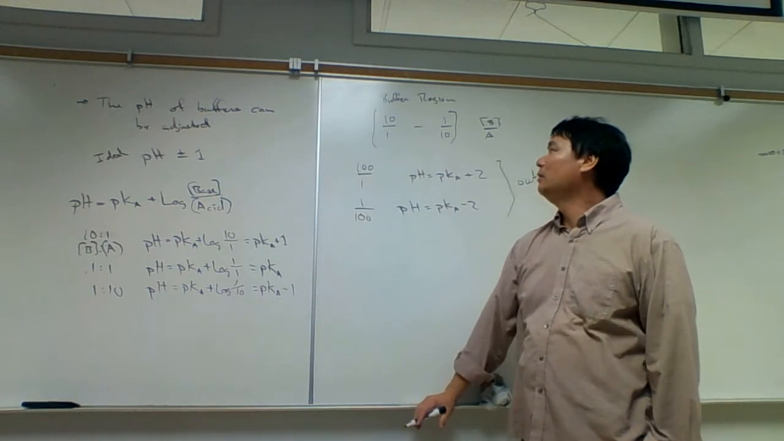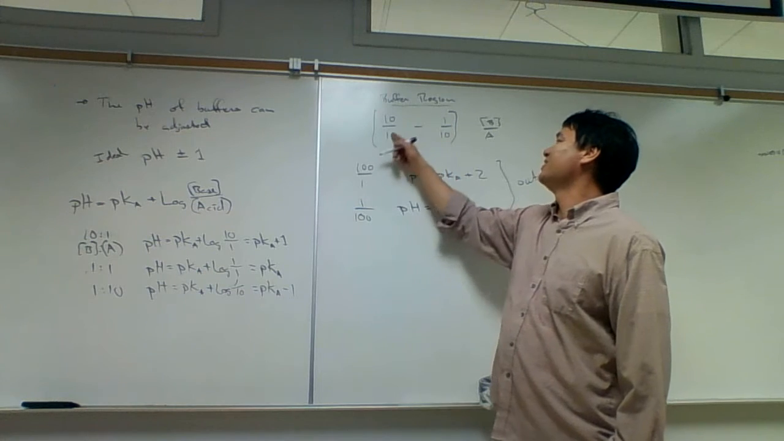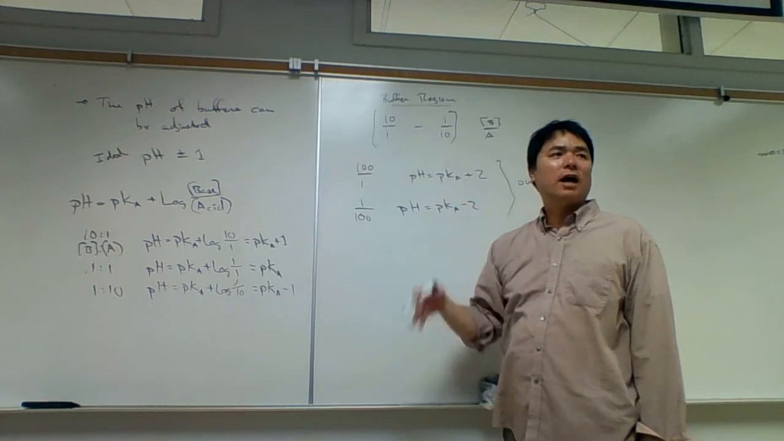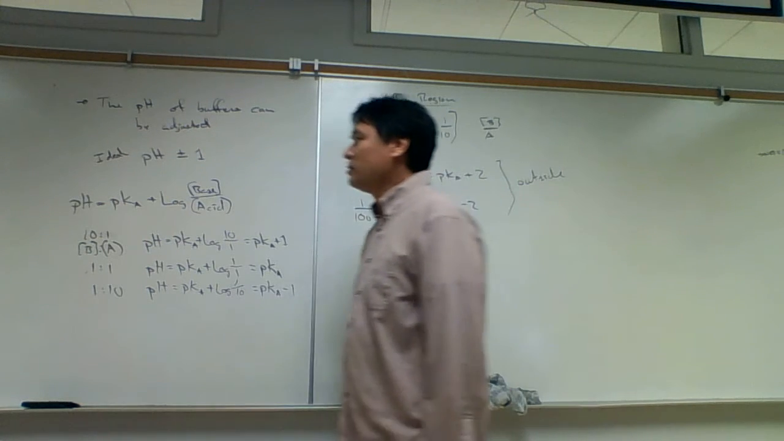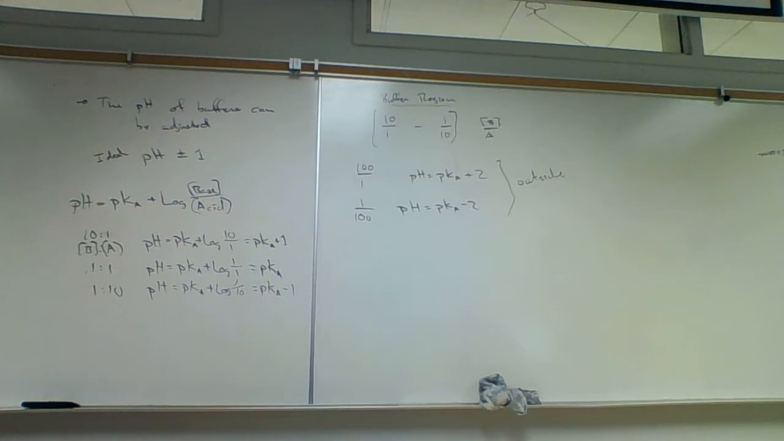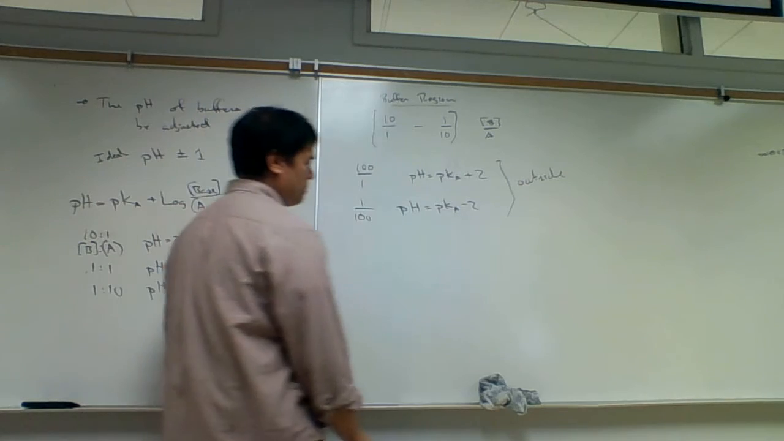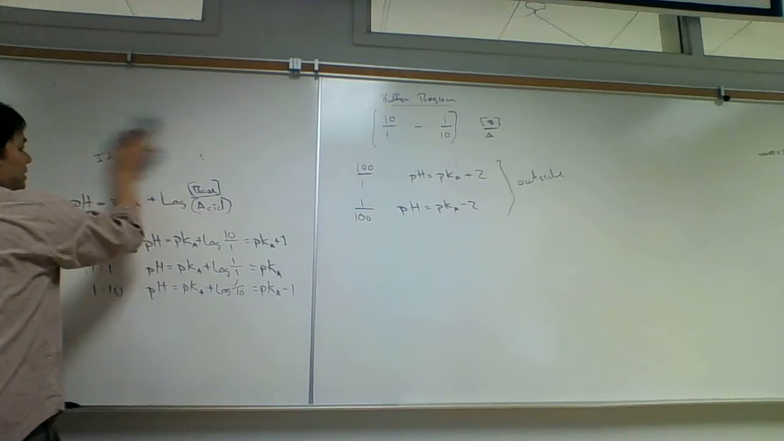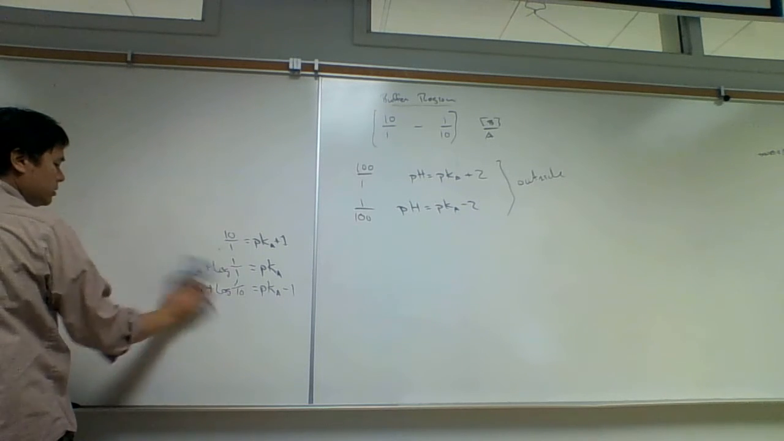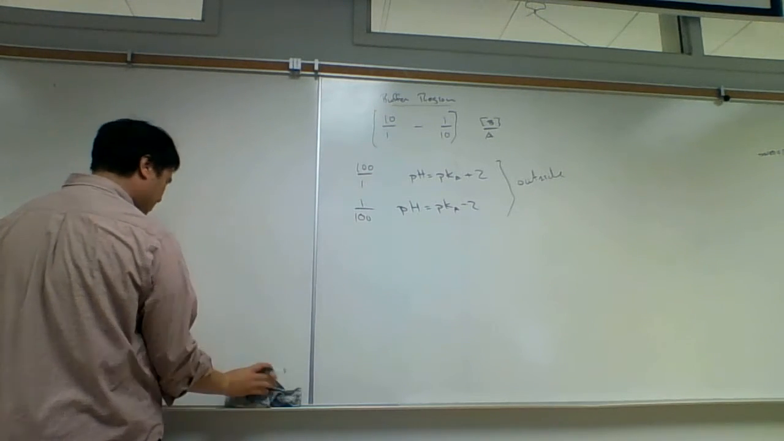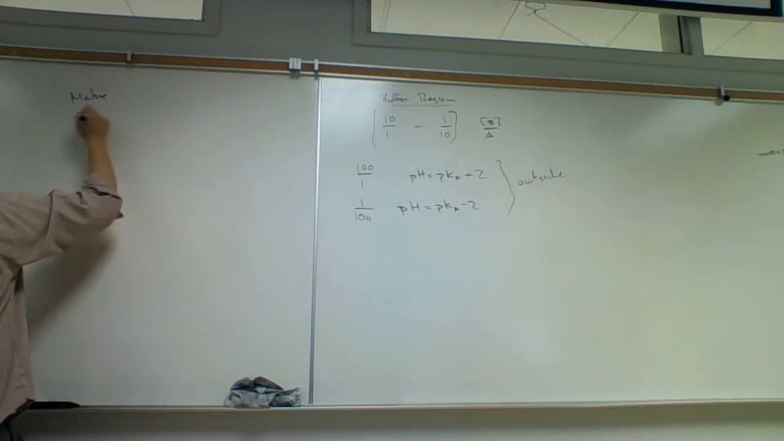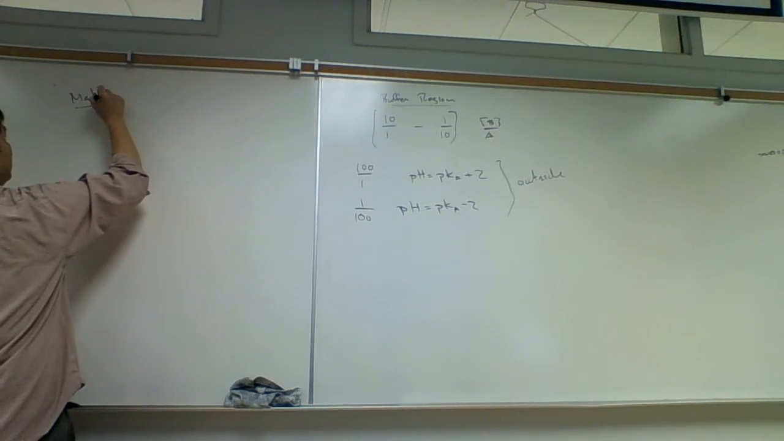And so the buffer region, this is ideal. Within the 10 to 1 to 1 to 10 ratio, we still have significant amounts of both acid and base present. And so that means we can try to make buffers. And so let's do making buffers next.